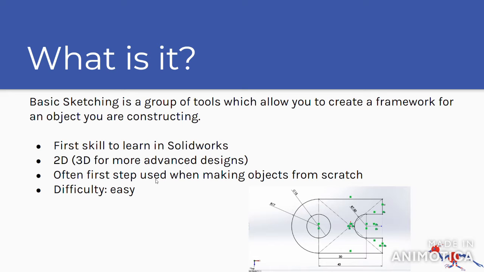So basic sketching is a group of tools that's going to allow you to make the framework for the object that you design, and this is one of the first skills, probably the first skill you'll learn when you open Solidworks. You'll be playing around with different shapes and 2D objects, which we're going to focus on today. 3D is for more advanced stuff that you'll probably learn later on. And this is one of the first steps that you'll use when you're making stuff from scratch. And yeah, should be pretty easy.